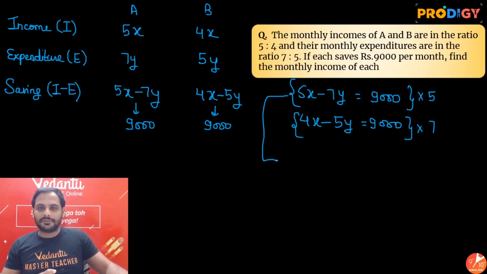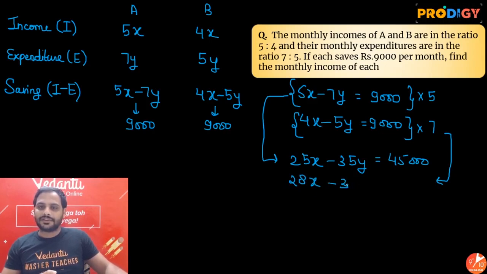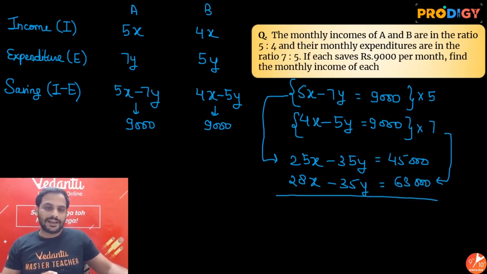So the first one will become 25x minus 35y is equal to 45,000, and over here 28x minus 35y is equal to 7 nines are 63,000. So for elimination, both have the same coefficients. So what we need to do? We need to subtract, right? Subtract, yes, correct. So minus plus minus.